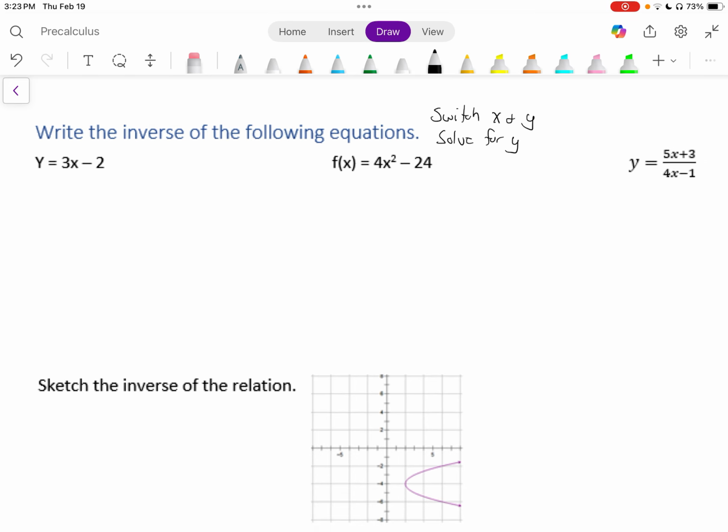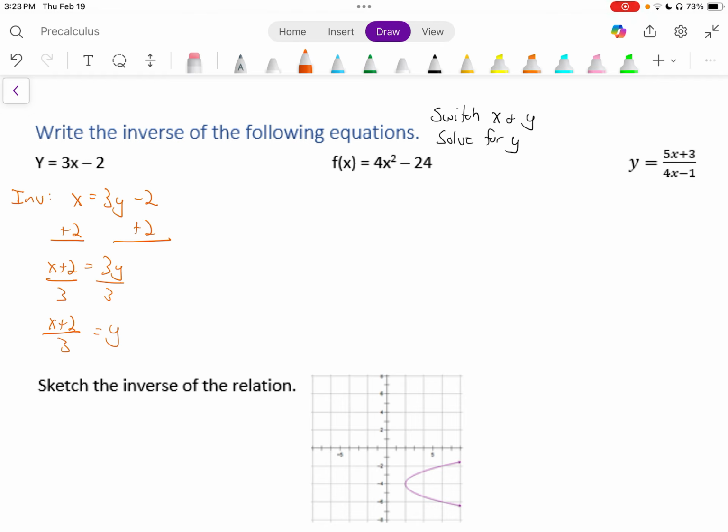So for the first one, we're going to go ahead and switch x and y. So our inverse is x equals 3y minus 2. And now we want to solve for y. So we'll go ahead and add 2 to both sides. And we get x plus 2 equals 3y. And then we'll divide both sides by 3. So we get x plus 2 over 3 equals y.